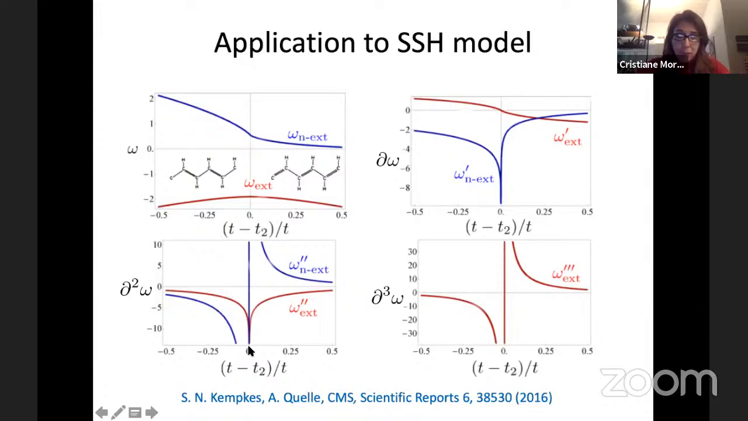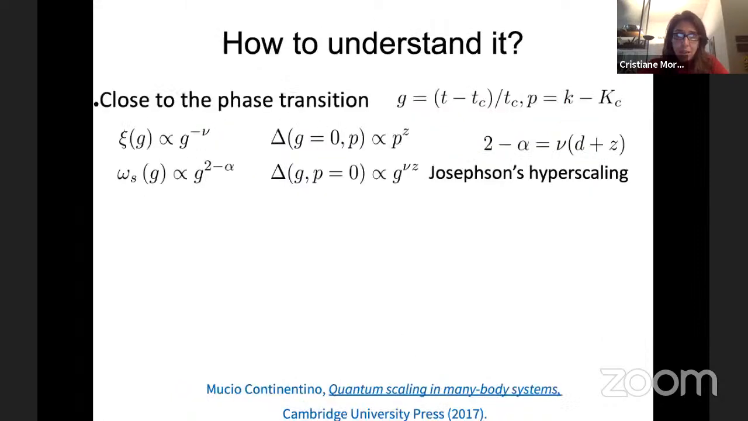It's the same point where we knew that the topological invariant was changing. So both phase transitions, at the bulk and at the edge, occur at the same point, but they have different orders, okay? So this is a discontinuous and this is a continuous phase transition. That's what we have seen last Wednesday. We understood this also in terms of the Josephson hyperscaling relation that tells me that the order of a quantum phase transition is connected to critical exponents nu and z. And this is the codimension of my system, G.